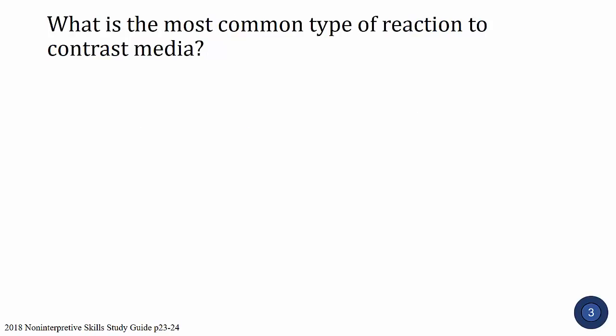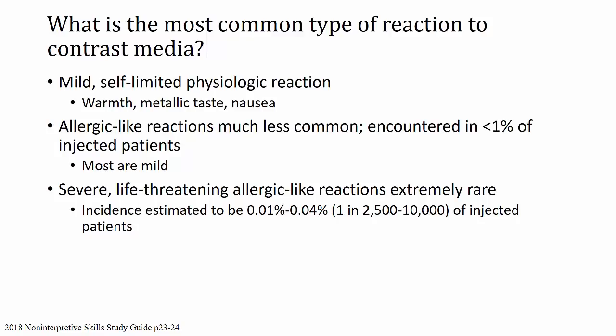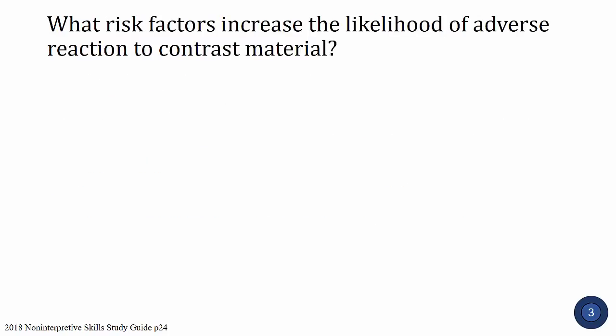Next question, what is the most common type of reaction to contrast media? The most common reaction is a mild, self-limited physiologic reaction, again, warmth, metallic taste, and nausea. Allergic-like reactions are less common. They're counted in less than 1% of injected patients, and most of these are mild. And severe life-threatening allergic-like reactions are extremely rare. The incidence is estimated to be between 0.01% and 0.04%, so that's about 1 in 2,500 to 1 in 10,000 of injected patients.